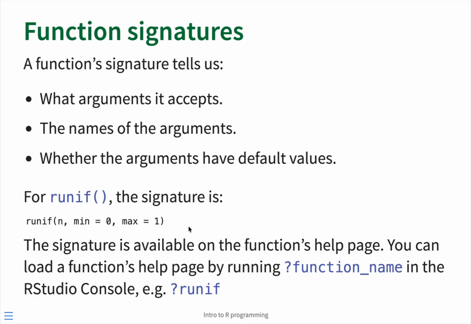If you want to look up the signature of a function, you can do so on its help page, and the easiest way to do that is to type question mark and the name of the function into the RStudio console and hit enter. So for example, if you were to type question mark runif into the console and hit enter, RStudio would show you the help page for that function, and it would show you this function signature along with descriptions of what each of these arguments does.